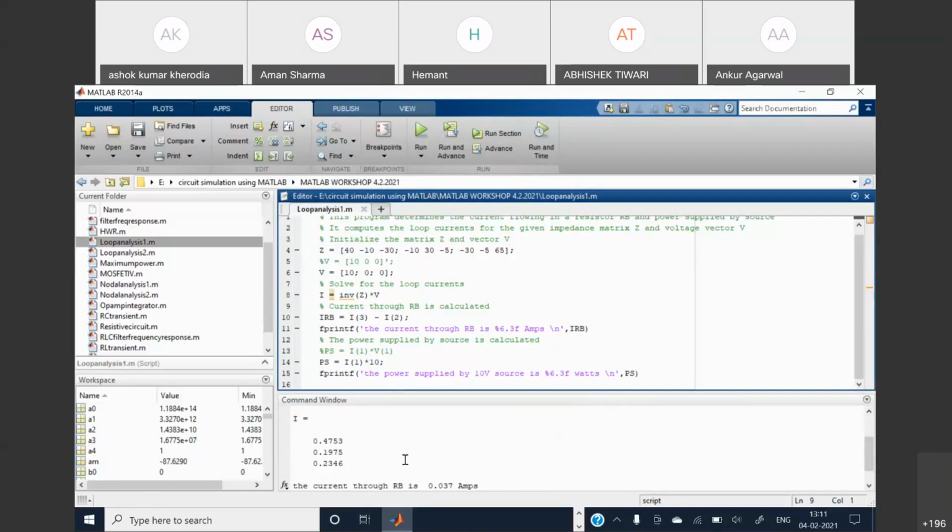Okay. Means semicolon is actually what it is doing. It is stopping the printing. Yes, I understand. Okay. Yeah, thank you.